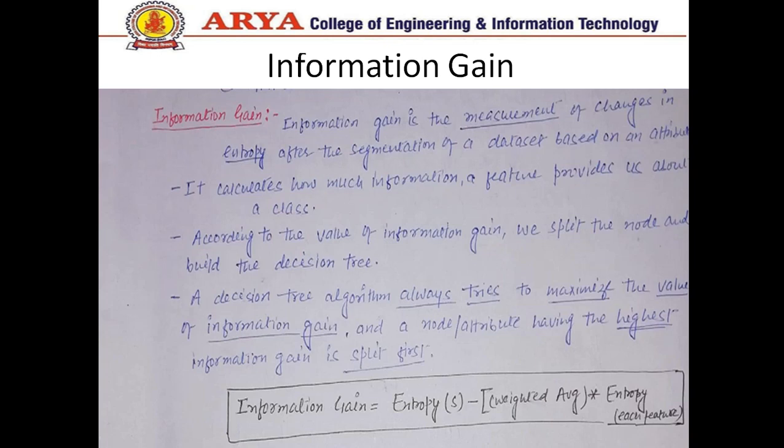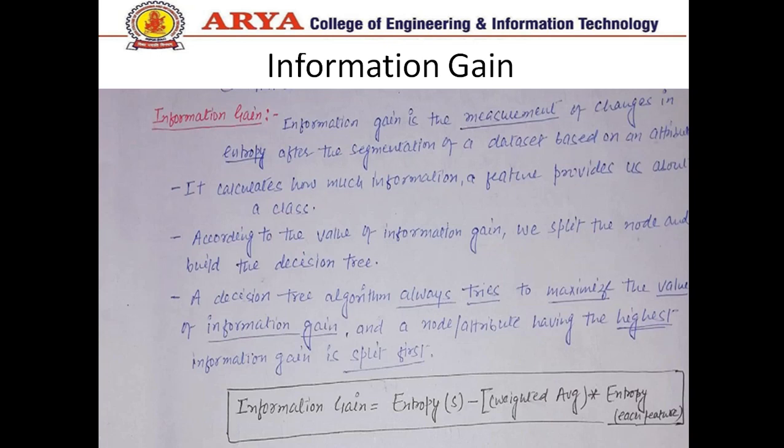So there are two types of techniques. First one is known as information gain and second one is Gini index. Information gain is the measurement of changes in entropy after the segmentation of a data set based on an attribute. Information gain calculates how much information a feature provides us about a class. According to the value of information gain, we split the node and build the decision tree.